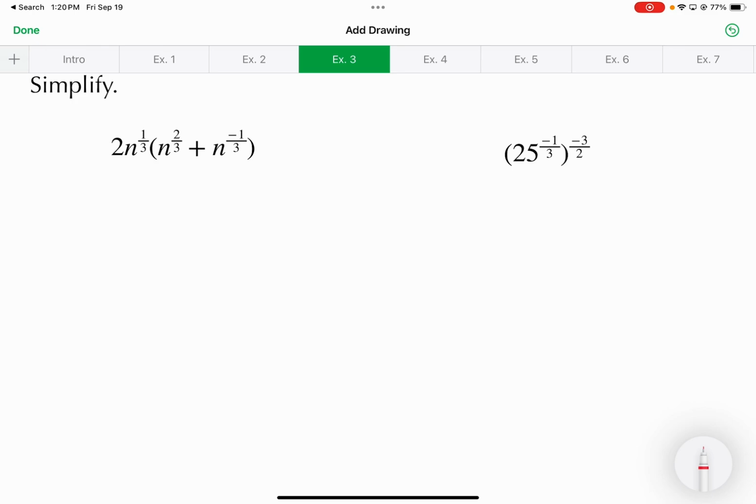So what I would do is I would just distribute what's on the outside and multiply it by each term on the inside. So let's take 2n to the 1/3 power and multiply it by each term on the inside, and let's see what we get.